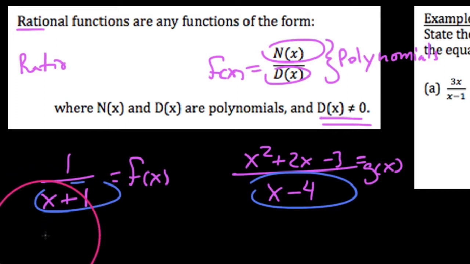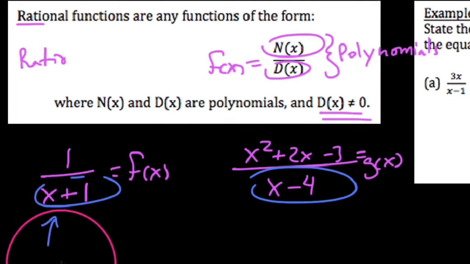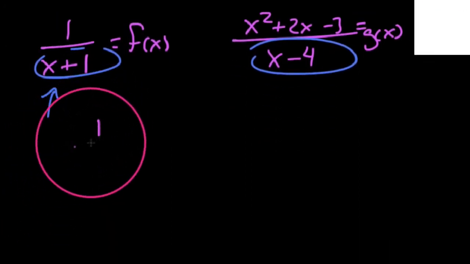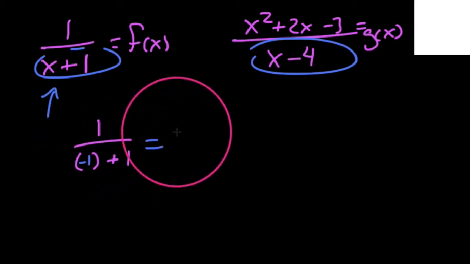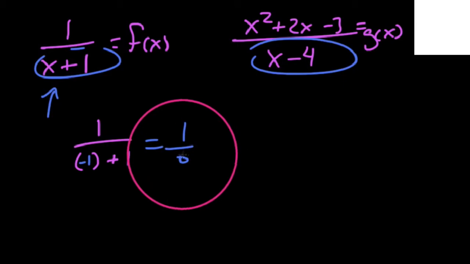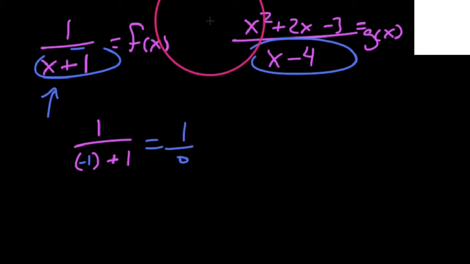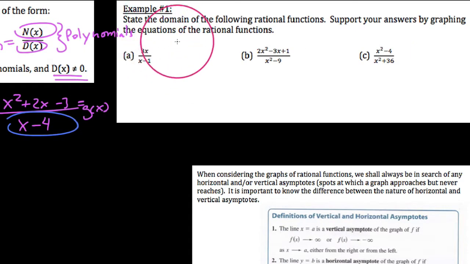And one could easily see with these two that I've kind of just pulled out of left field, if I were to plug in a negative 1 in the denominator here, we'd end up with 1 over negative 1 plus 1, we get 1 over 0, which would clearly be undefined. So their domains would be all real numbers except for those x values which cause the denominator to be equal to 0.